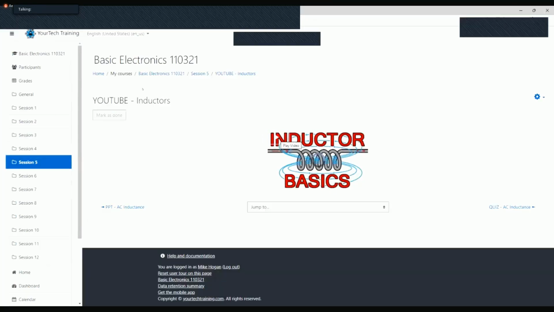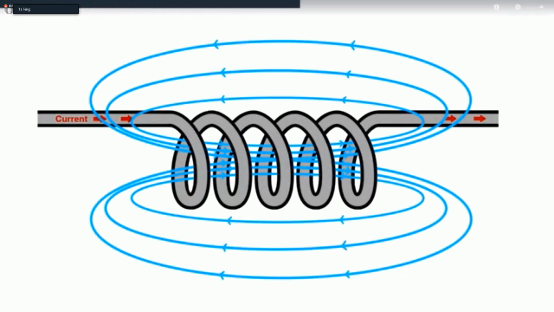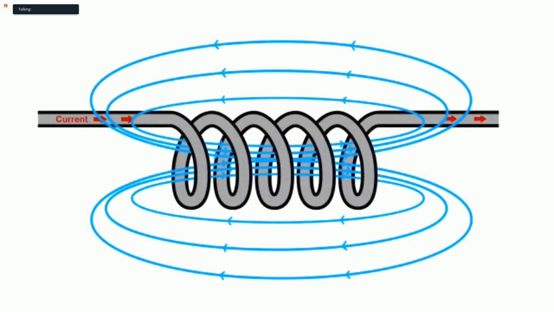Welcome to my first video about inductors. So, what's an inductor? Generally speaking, an inductor is a device that temporarily stores energy in the form of a magnetic field. Inductors are usually just coils of wire, and one of the basic properties of electromagnetism is that when you have current flowing through a wire, you'll create a small magnetic field around it. So if you coil up a lot of wire, you'll get a stronger magnetic field.